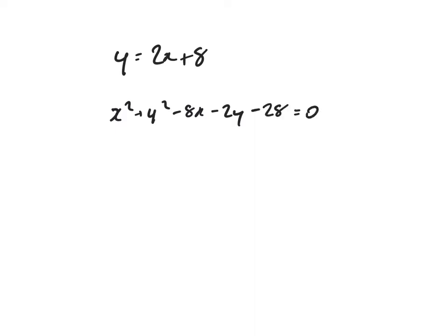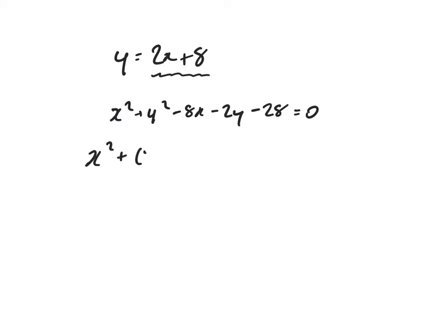Okay, we're going to show that the line with equation y equals 2x plus 8 is a tangent to the circle x squared plus y squared minus 8x minus 2y minus 28 is equal to 0. So we're going to sub y equals 2x plus 8 into this equation.